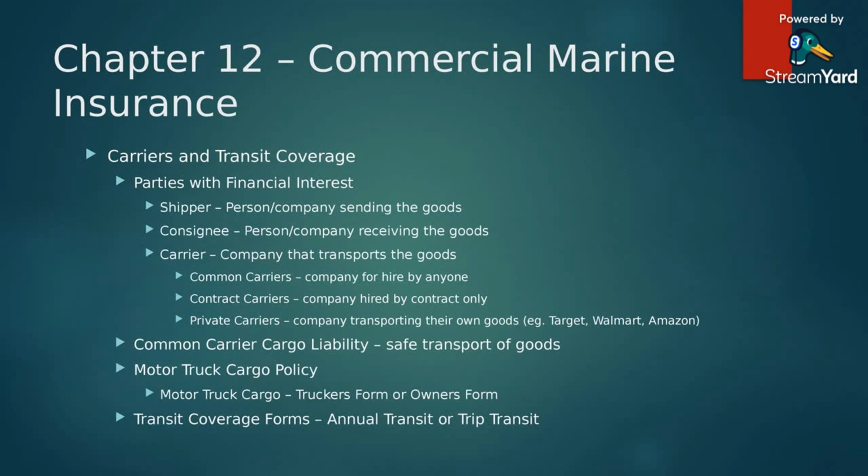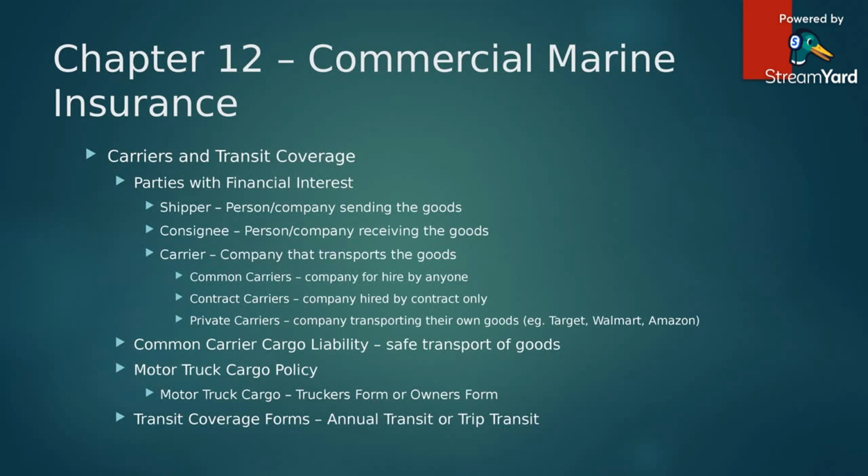The carrier is going to be considered responsible for the safe delivery of their property, and therefore common carrier cargo liability is going to cover that carrier's legal liability for any damage or loss to the property that is in their care, custody, and control for the transportation. So this is basically bailee coverage for the carrier, so that when they're transporting the goods safely, it is going to be covered, and if something does happen, that it will be insured. Motor truck cargo policy. This is going to be on two different forms.